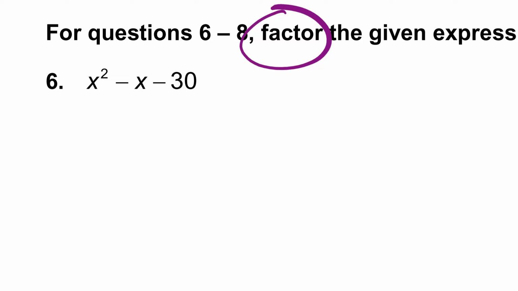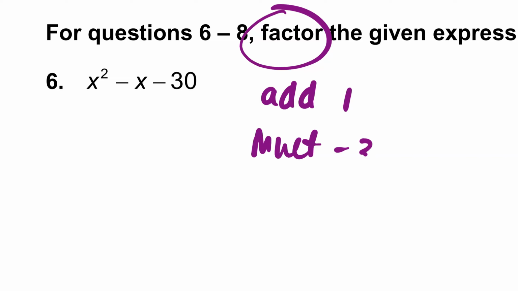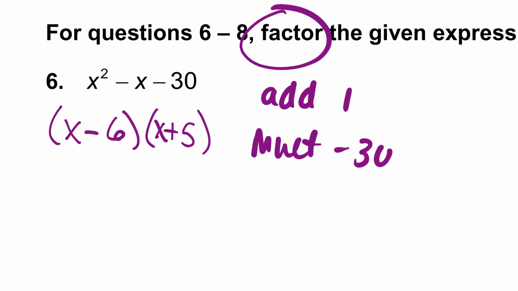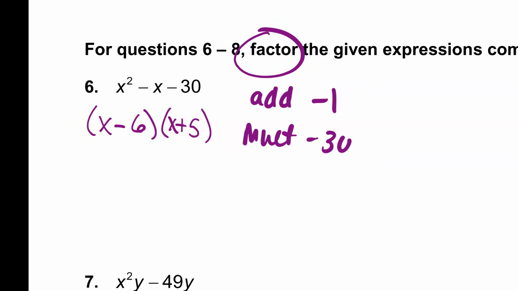So we have to factor. But first, we make sure it's not a difference of squares because it's more than two terms. Not a perfect square trinomial because the middle term divided by 2, squared, is not 30. Okay, so I try to factor. We're trying to add to -1 and multiply to -30. So let's see, x minus 6, x plus 5.